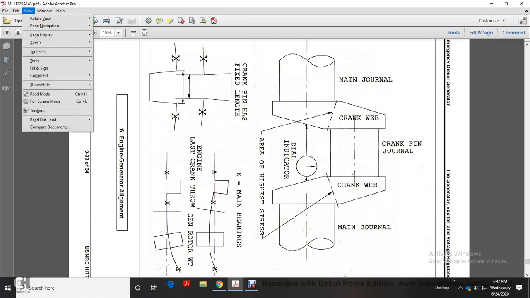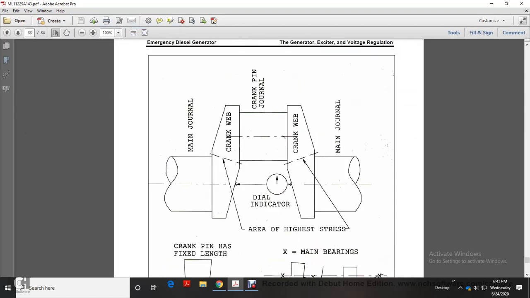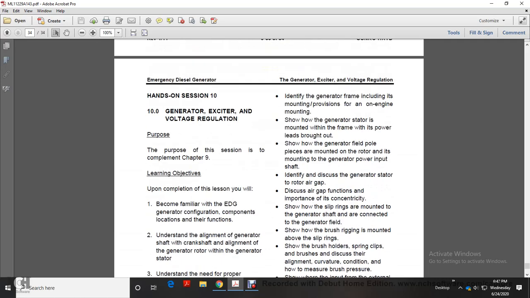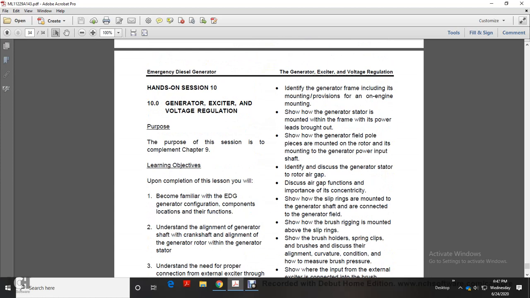Sorry, I didn't know that was straight. Alright, what you have is your main journal, crank web, crank pin journal, indicator, high stress, main journal, crank web, crank pin, fixed links, main bearings, engine length, last crank throw, generator rotor weight. And your hands-on session, it's not going to be put together right now.